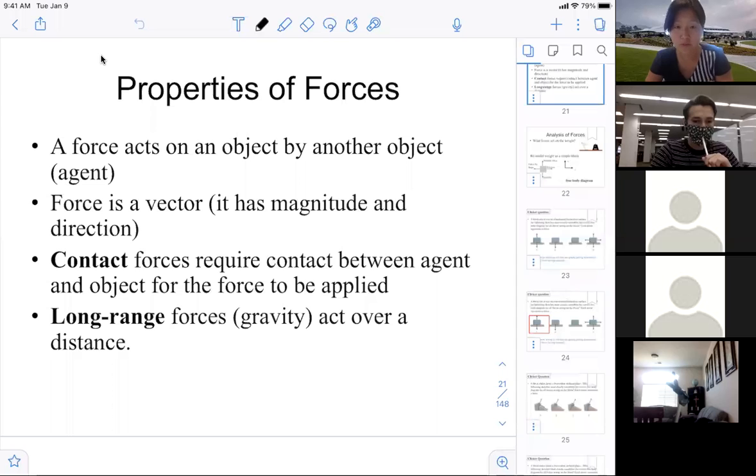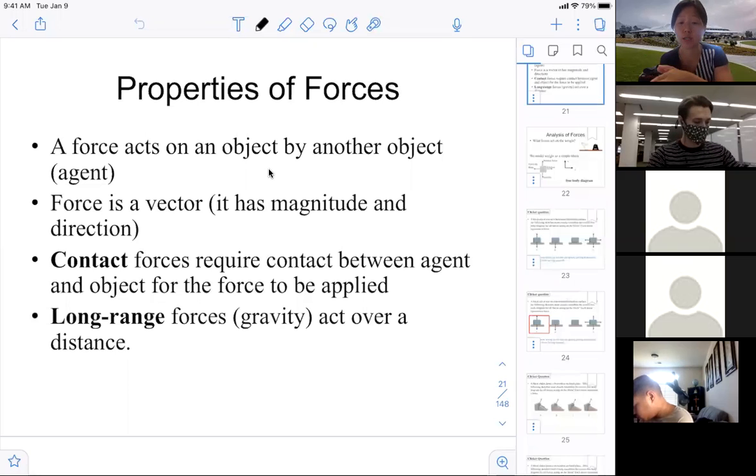The second one is that force is a vector. We all know that already. It has both magnitude and direction. So you have to not only tell people how much strength you're using, you also have to say in what direction you're applying that strength, right? The third and the fourth have to do with whether it's a contact force or a long range force. We have talked about this already. Gravity would be the only long range force in this semester, in the sense that it does not require contact. Anything else will require contact.